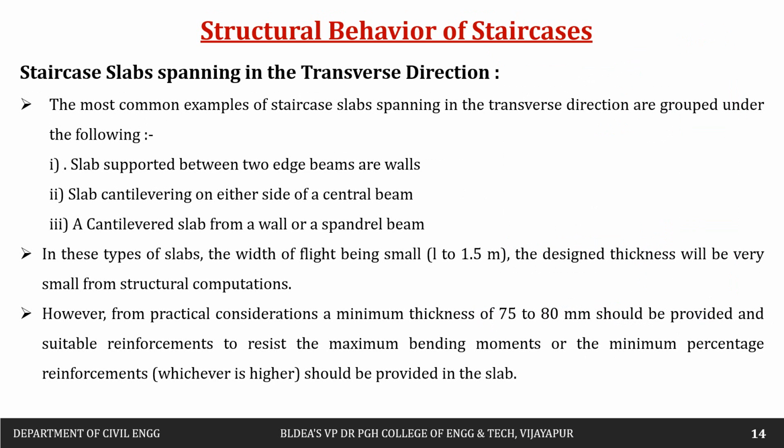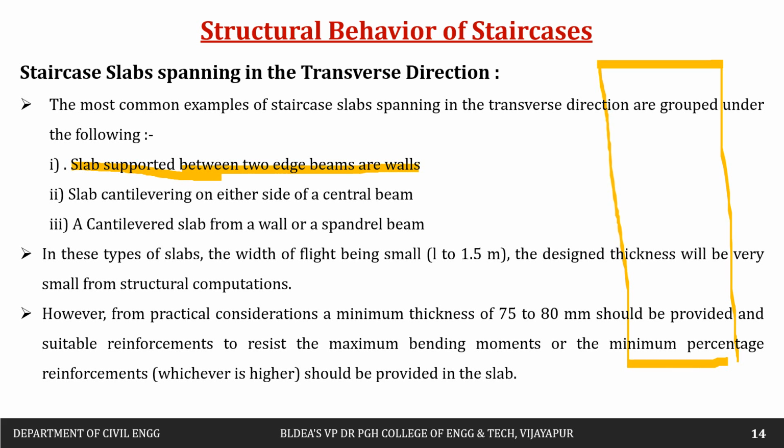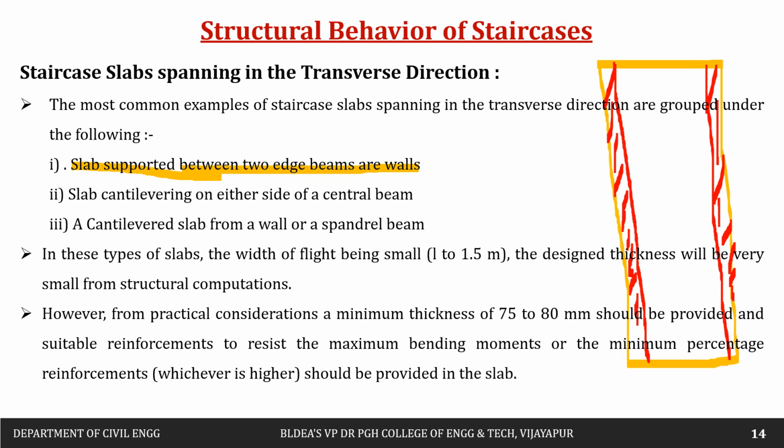Then next comes the staircase slab spanning in the transverse direction, right? In this they are grouped under the following, that is, slab supported between two edge beams or walls. So for example, if this is one flight we have, the slab is supported on two sides. Here we have one beam and here we are going to have one beam, or either we may have a wall or a beam. Longitudinally this is supported, either by walls or by beams.